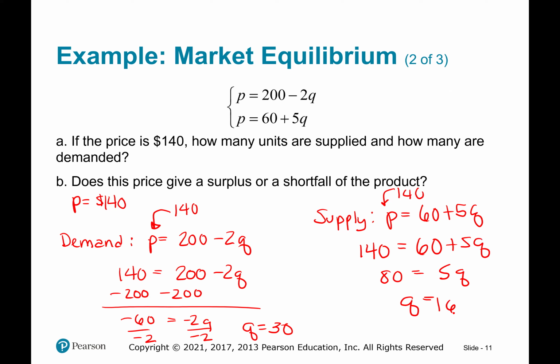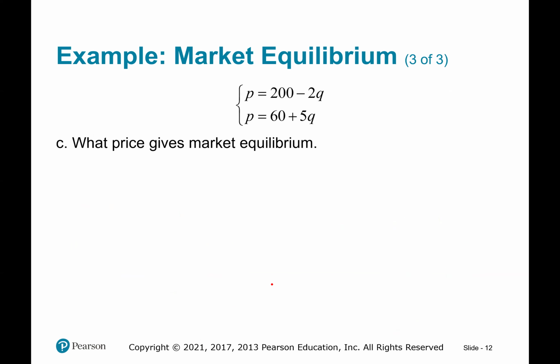Okay, so my demand is 30, but my supply is 16. So are you supplying what's demanded? No. So do you have a surplus? No. Do you have a shortfall? Yes. So if you're not supplying what's demanded, there's a shortfall of product. Pardon? Shortfall? Shortage? Isn't it also known as shortage? Yes. Yes. Okay, so what would equilibrium be?